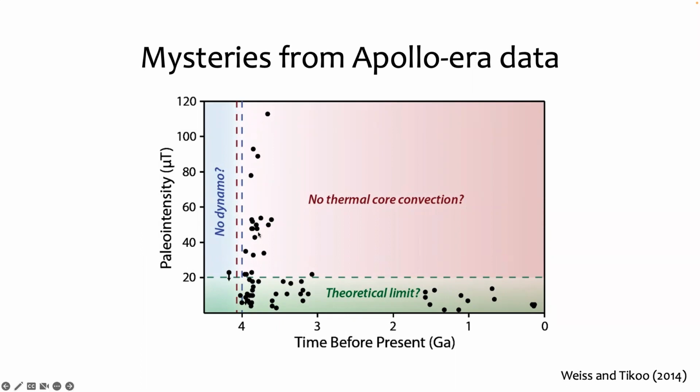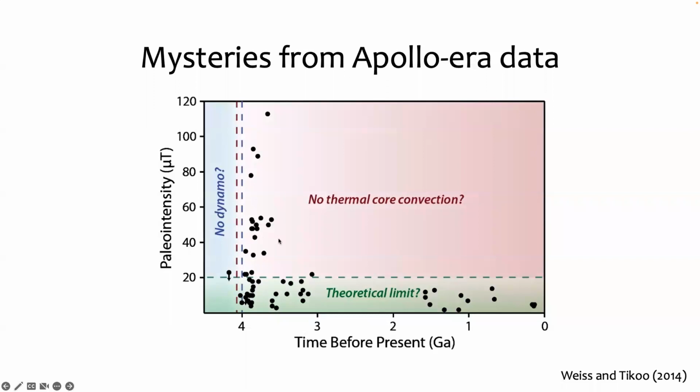Lunar thermal evolution models, given the small size of the moon and the exceptionally small size of the core, which we think is less than 400 kilometers in radius compared to the moon's 1,700 or so kilometers in radius, suggest the cooling of the moon would hint that you might not be able to sustain thermal convection past 4 or 3.5 billion years ago. So how do we have non-zero paleointensities later in lunar history?